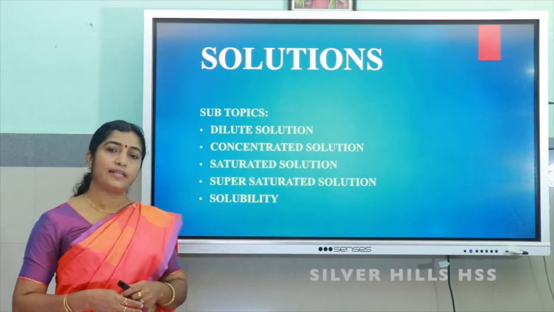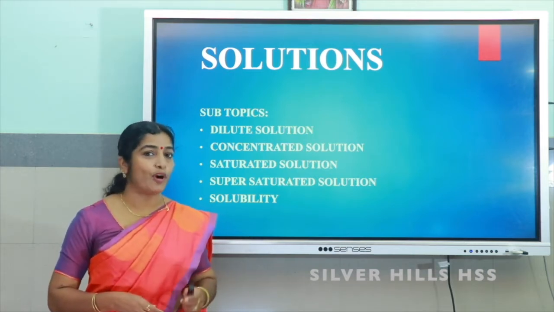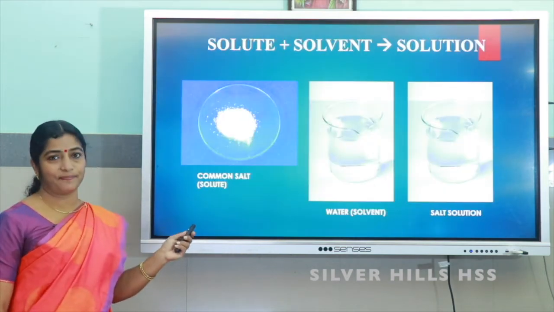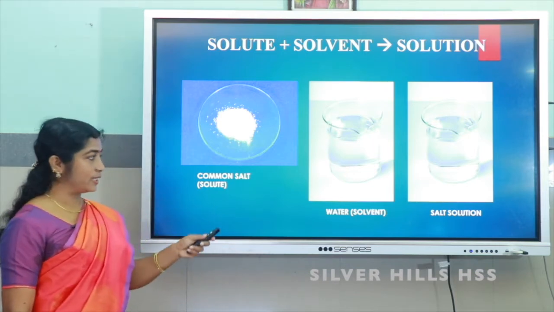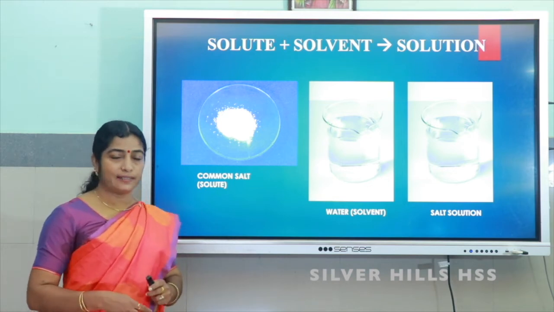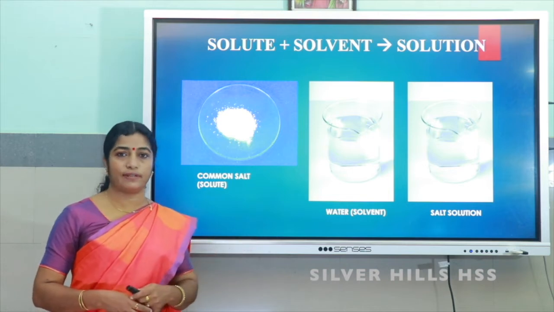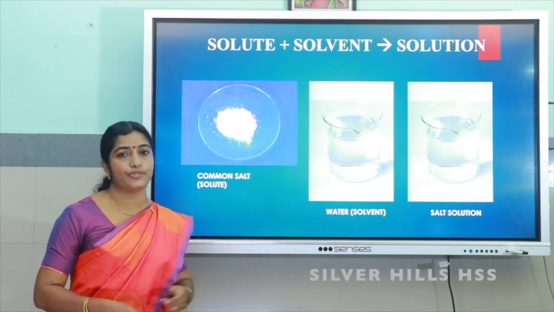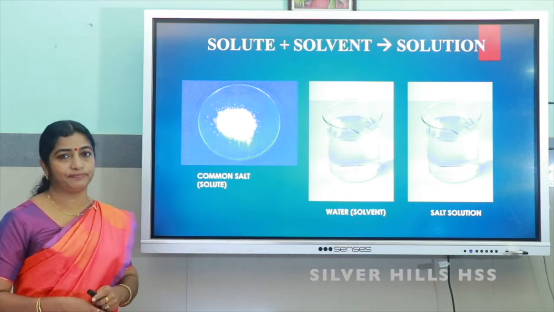Children, in lower class, you studied how to prepare a solution. Let's prepare some common salt solution. For that, let us take some common salt and take some water in a beaker. Add common salt in water, stir it well, it became salt solution. Here, common salt is the solute and water is the solvent. When we dissolve a solute in solvent, we will get a solution. That is, solute plus solvent gives solution.